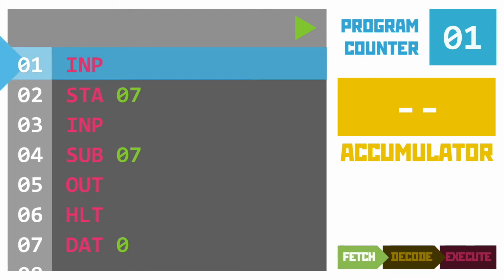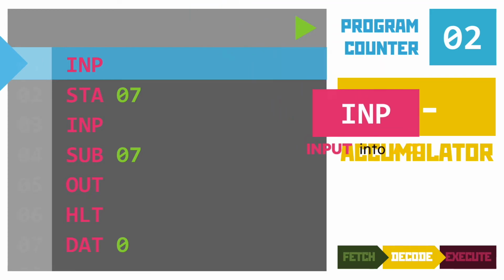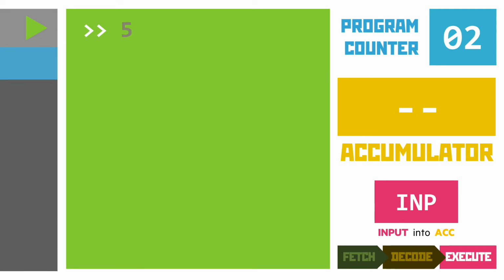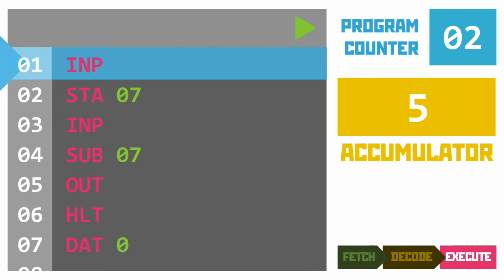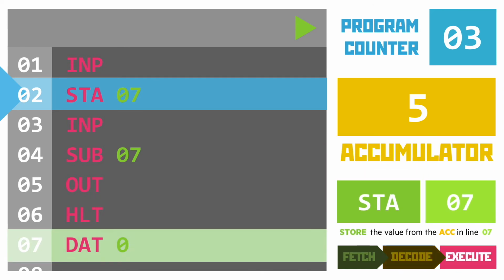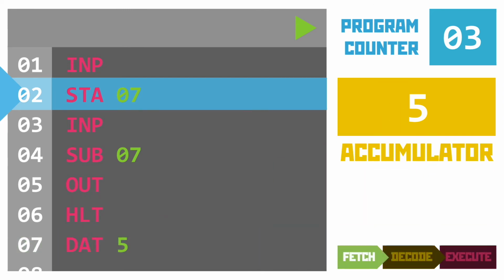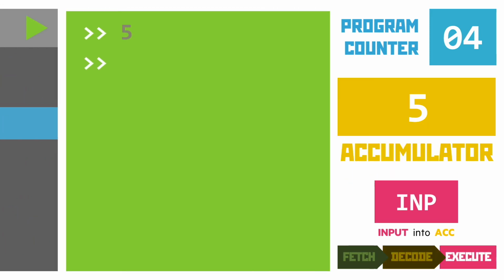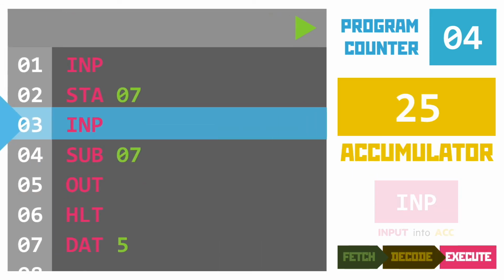Anyway, we've swapped out that instruction, but let's rush through the first few lines. It works the same as before. Input takes the value 5 from the user and pops it in the accumulator. Store puts the value of the accumulator in memory location 7. That's the number 5 being put in there. Another input command lets the user put 25 into the accumulator and then on to our new instruction.